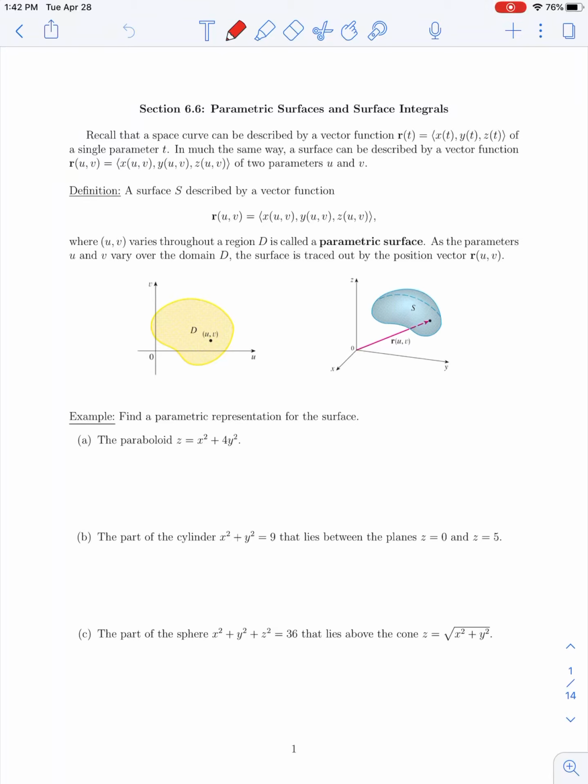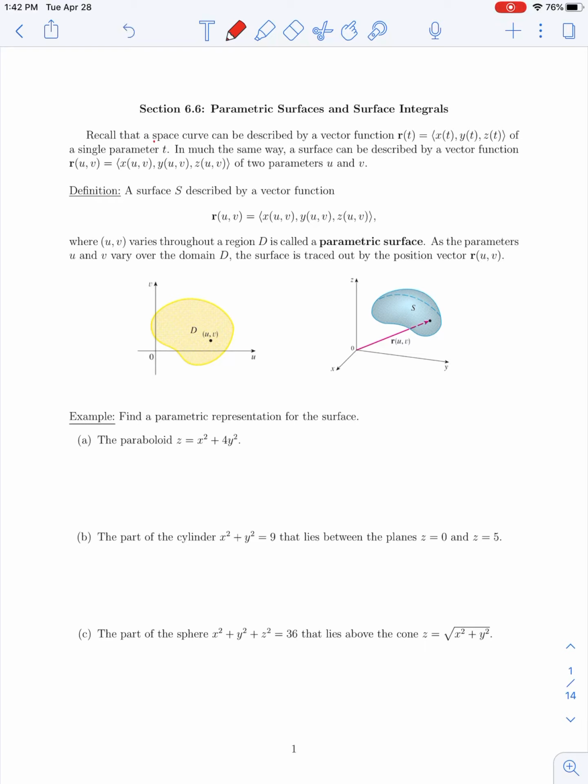Okay, in today's lecture, we're going to cover the first part of the section 6.6 material on parametric surfaces and surface integrals. So in this first part of the lecture, we will just talk about parametric surfaces and some problems involving parametric surfaces. So let's introduce the concept of a parametric surface.